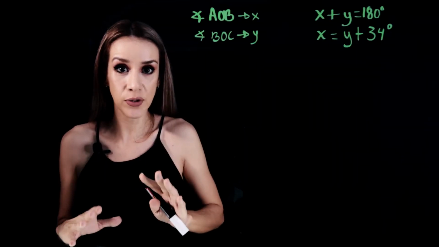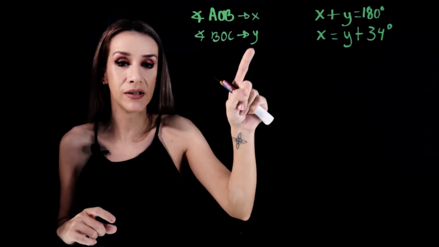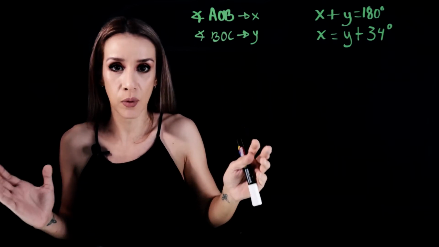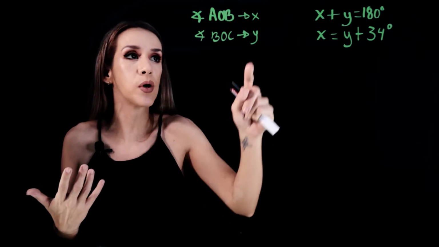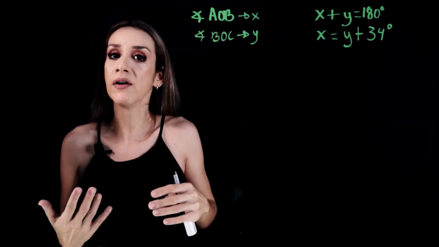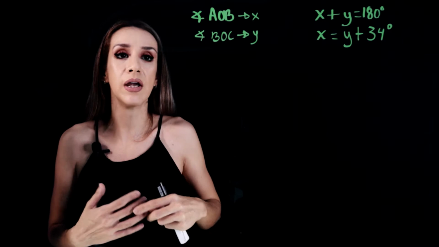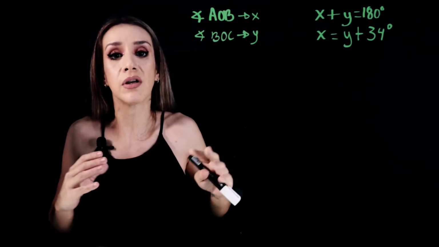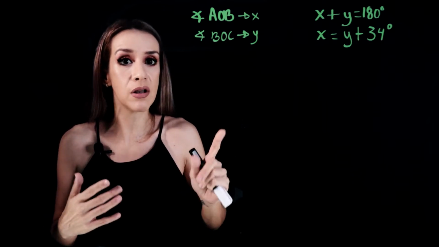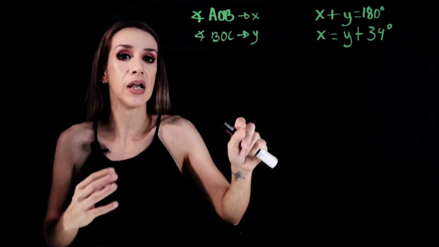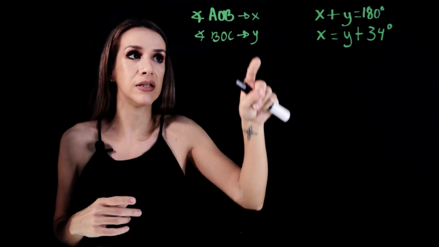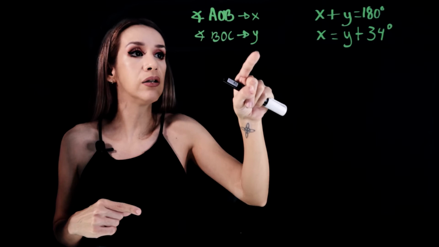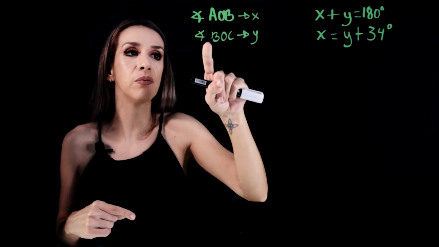The first thing that I'm going to do is change the representation of the angles. Why? Because I want to. For me, it's easier to work with x and y. You don't have to do this. You can use any other variable, or you can also use the name of the angles if you want to. That doesn't matter, as long as you know that in my case, in this exercise, the x represents the angle AOB and the y represents the angle BOC.